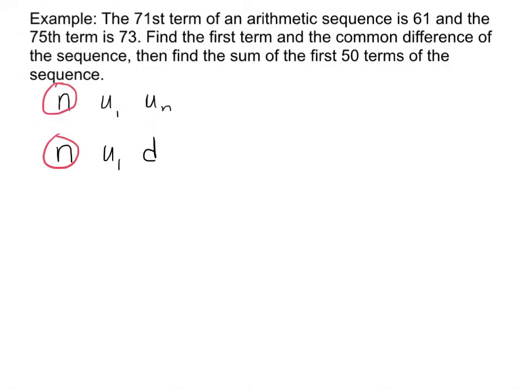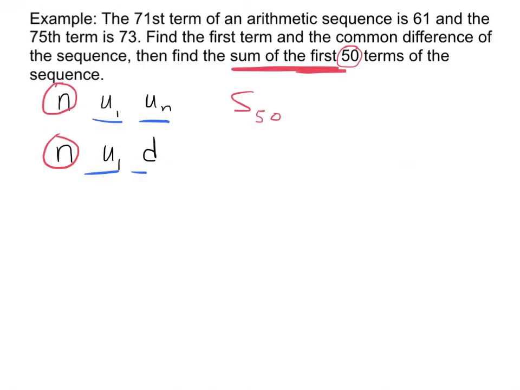Hopefully you see that it's 50. You're interested in n being 50 because that's what we want to find the sum of. Ultimately, we want to find S50, which means I'm going to have to use that n is 50 at some point. But I don't know what any of these things are. I'm going to have to use the other information to do that.